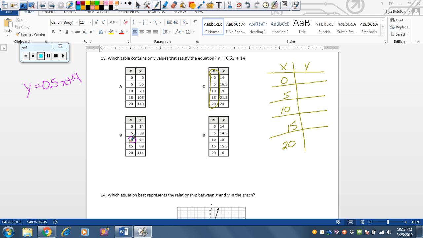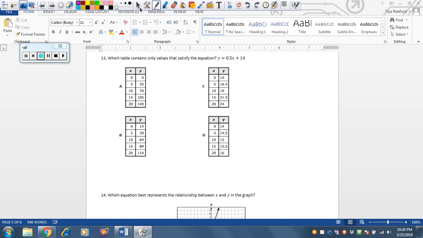So I'm going to start with, you can start with 10. I would start with 10 just because I like that to multiply. So you're going to say 0.5, x is going to be 10 plus 14. When I get that done, it'll be 2 lines, but that number is what goes here. And then I'm going to cross off any table that doesn't match mine, and then pick the next easiest number.